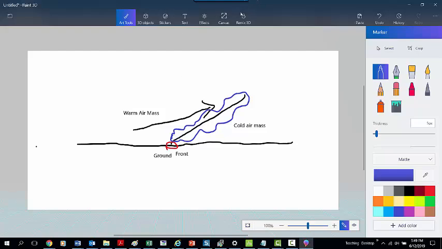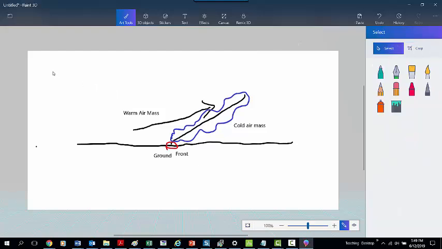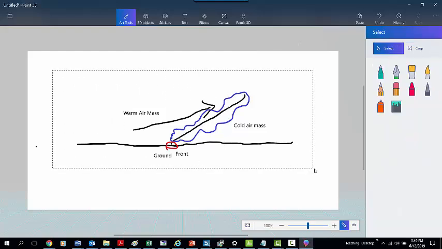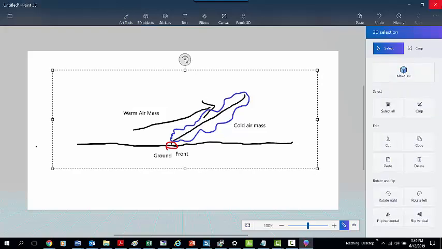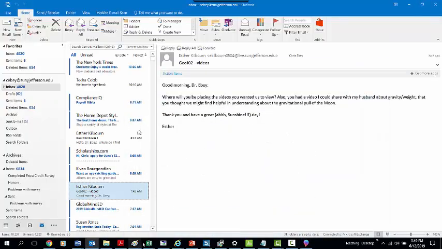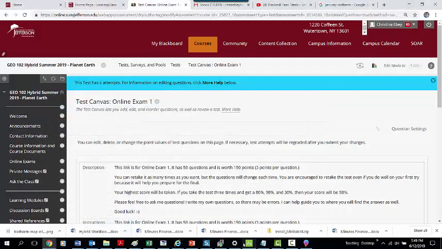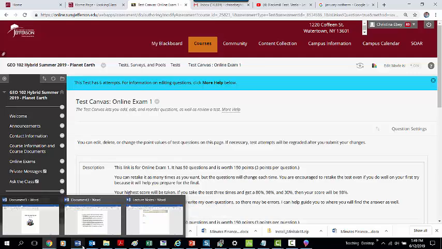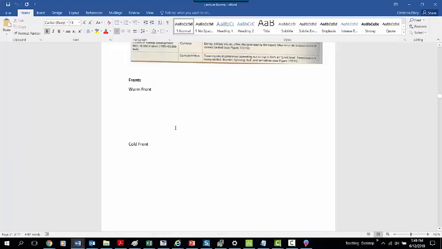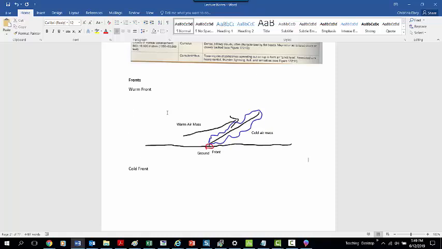So I'm just going to go ahead and select this and put it right into our notes. Now you can fill in these notes by hand. Let's now do the cold front diagram.